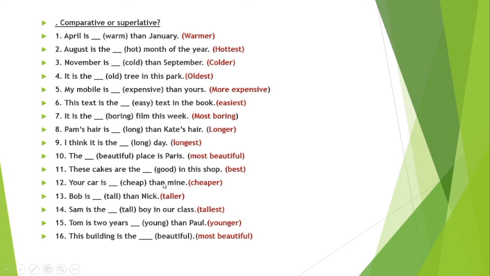Your car is dash than mine. Again there is a comparison between your car and mine, so we need comparative degree. Cheap is single syllable and it takes er. Your car is cheaper than mine.